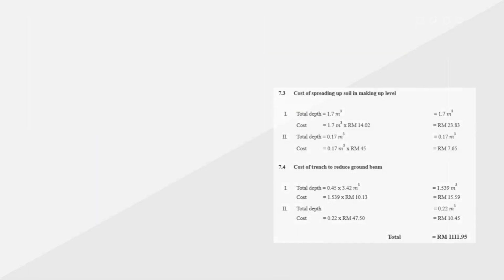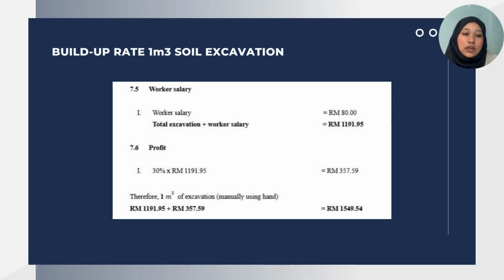1111.65. Next is worker salary. Worker salary is 2 ringgit per day. Total excavation plus worker salary is 1191.95. Next is profit. 30% of worker salary and total excavation, which is 1191.95, is 357.55. Therefore, 1 meter cube of excavation is 1,549 ringgit 54 cents.